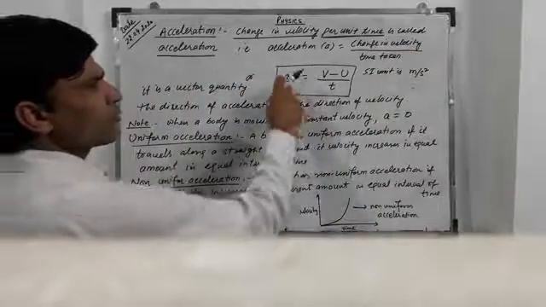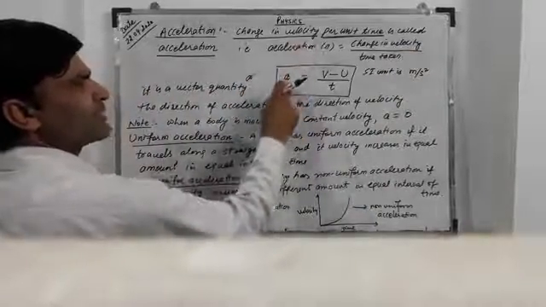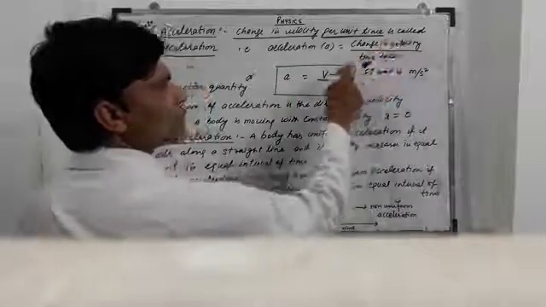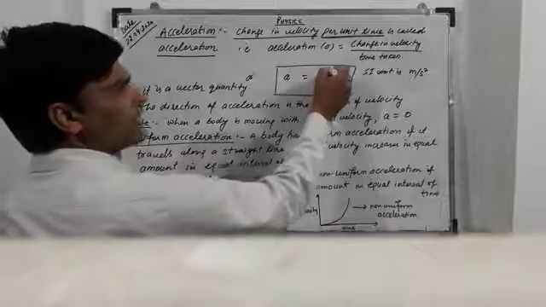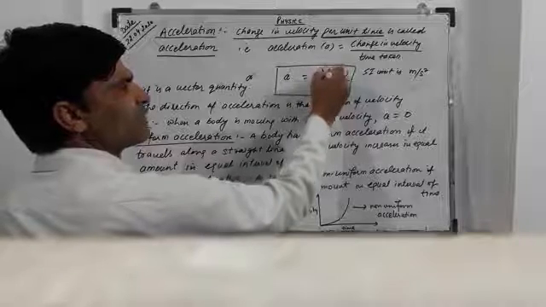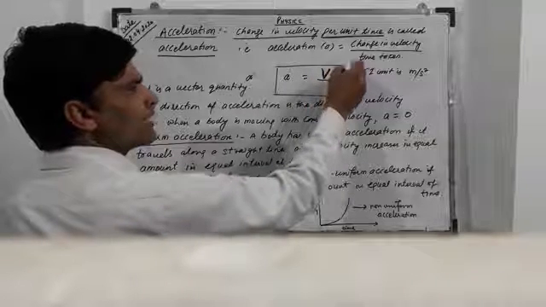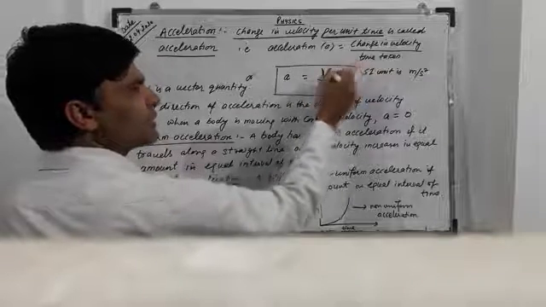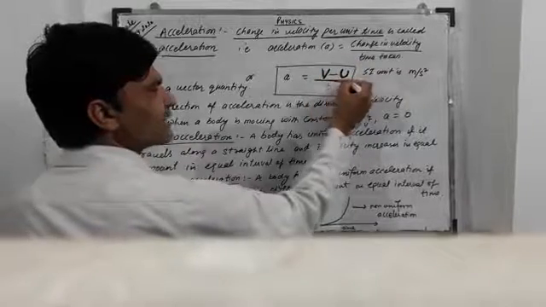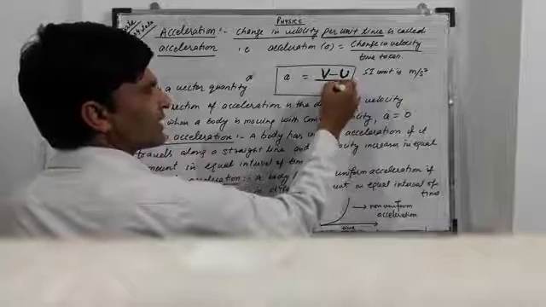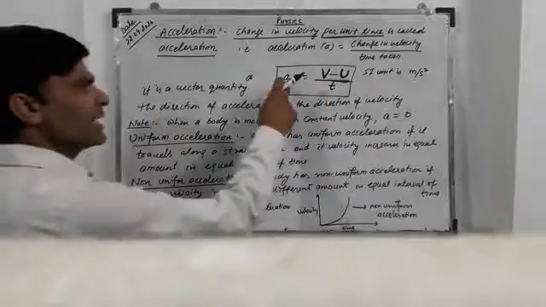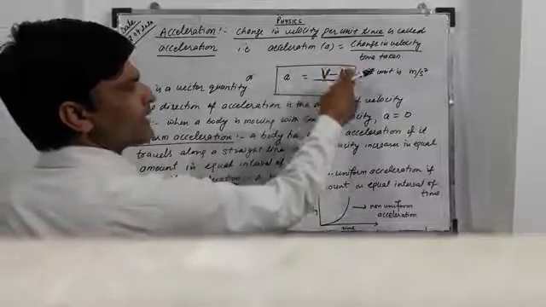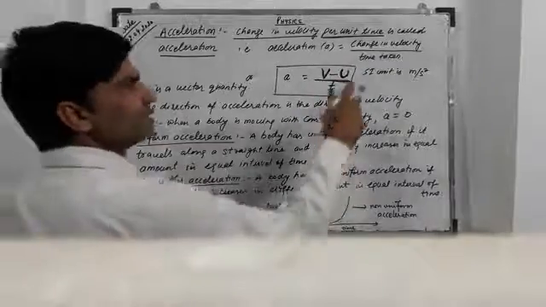Then we get the formula. Acceleration is represented by a. Change in velocity is v minus u, where v is the final velocity, u is the initial velocity, and t is the time taken. Then we get the acceleration a is equal to (v minus u) upon t.